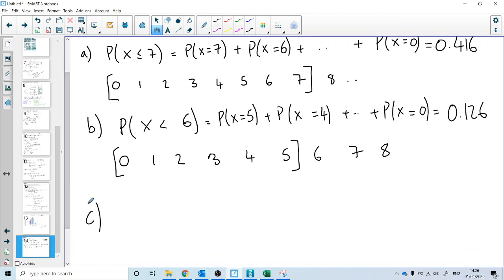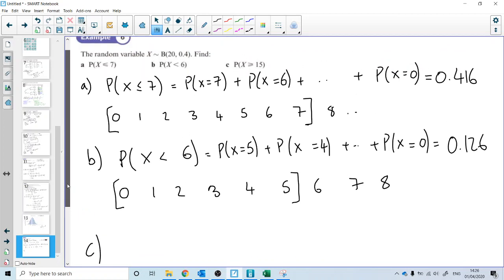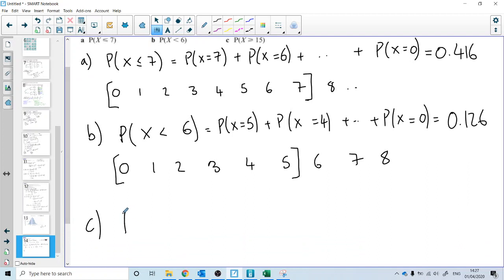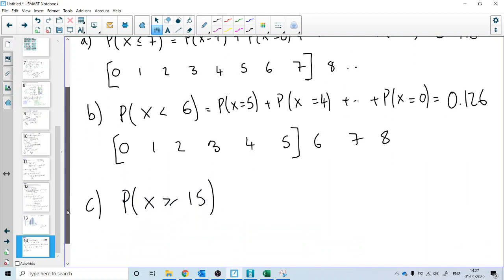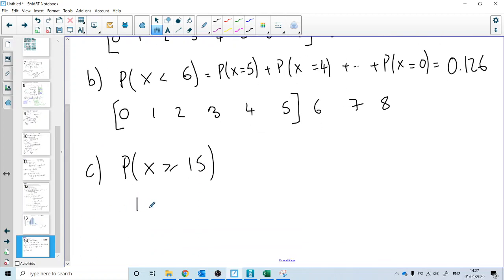And then finally, in part C, we want the probability of x being greater than or equal to 15. So let's write out some numbers. 11, 12, 13, 14, 15, 16, 17, all the way up to 20. So we want there being 15 successes or more. So we want to include 15, and we're going to go all the way up to 20 successes because that's greater than or equal to 15.